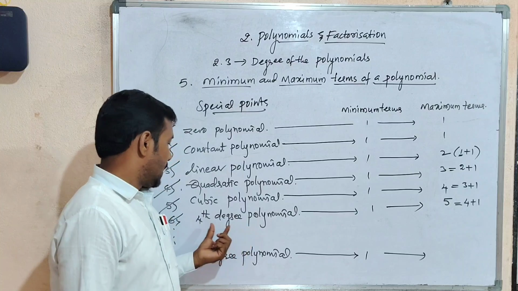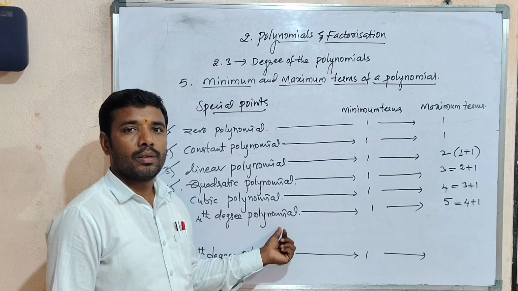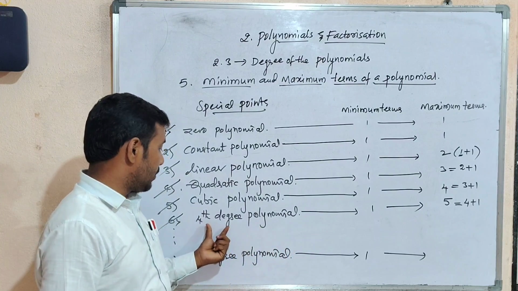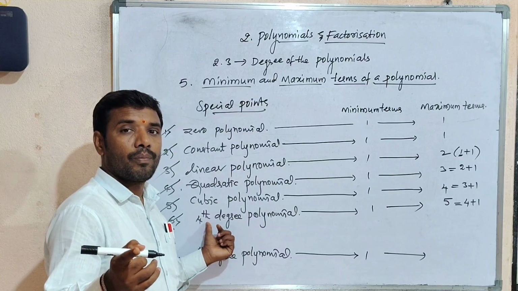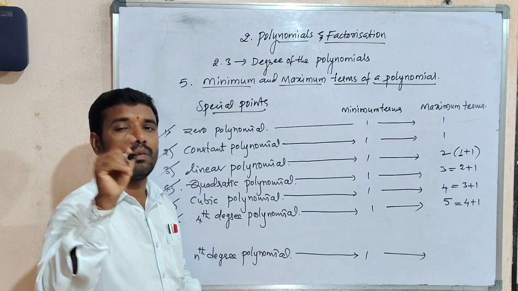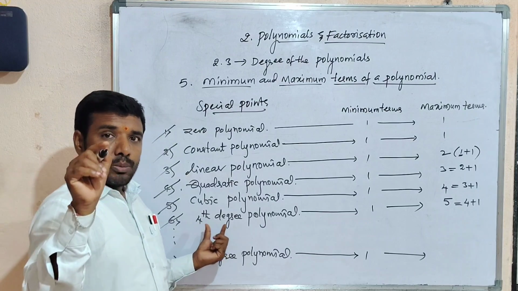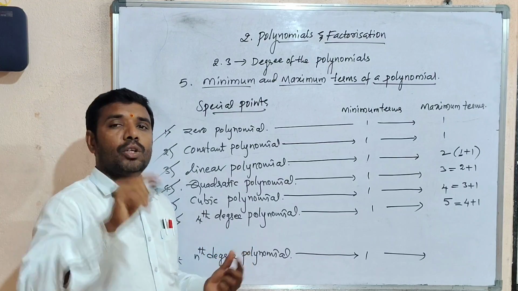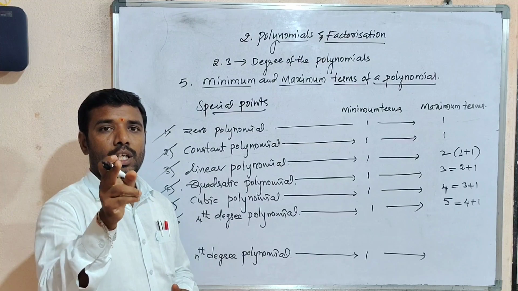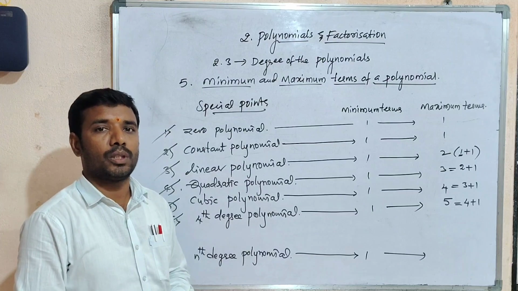Suppose I am asking the maximum terms of a fifth degree polynomial, 5 plus 1, answer, that means 6. The maximum terms of a 10th degree polynomial, 10 plus 1, 11. Maximum terms in a 10th degree polynomial is 11. Last question. The maximum terms of a 12th degree polynomial. Answer is 12 plus 1, nothing but the degree of the particular polynomial plus 1. So you will get the maximum terms in that particular polynomial.